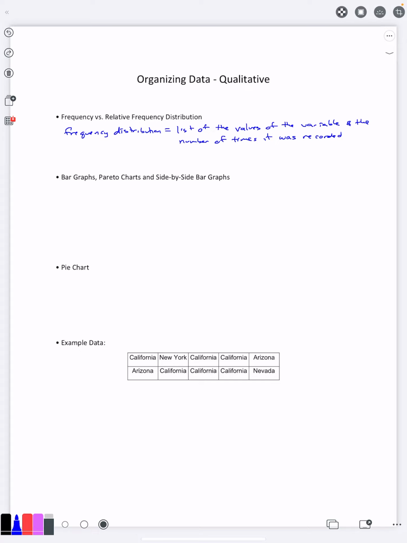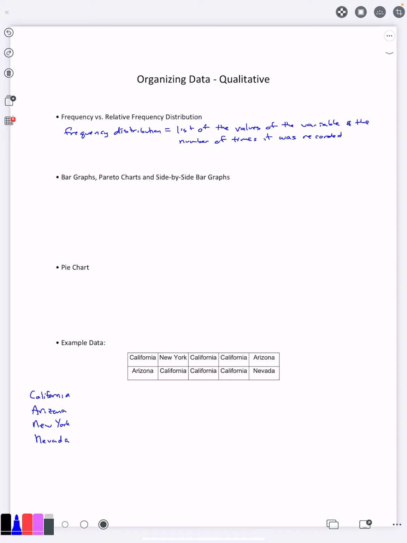So if we look down here, we're going to be working on this example at the bottom for each of these types of organizing the data. So this was like a survey of, what state were you born in? And we asked 10 people here. So you see there's a variety of different answers. The different answers you might see are California, looks like Arizona, New York, and Nevada. These are the only answers that actually exist in this data here.